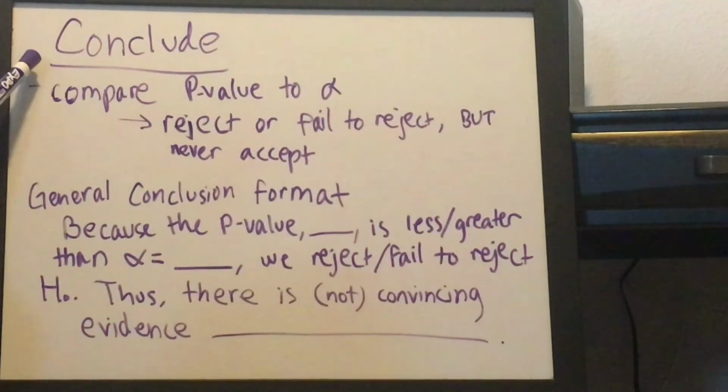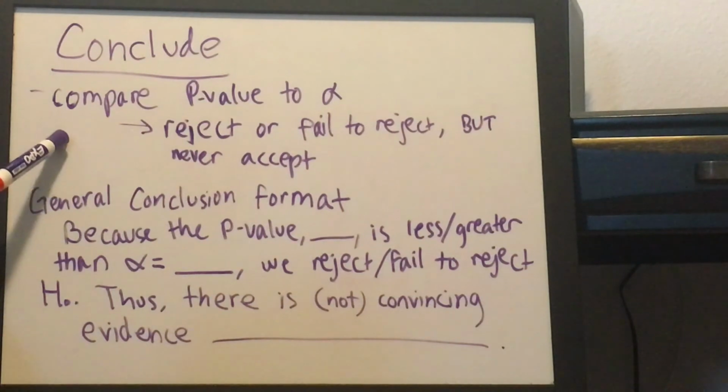After performing the test, we draw conclusions. So we want to compare our p-value to our alpha significance level. If our p-value is greater than our alpha significance level, we fail to reject. But if it's less than, then we reject. A common mistake is accepting, but you should never accept because this is a sample and it's not a definitive answer. There's always a chance of making a mistake. So the general conclusion format is saying because the p-value of blank is less than or greater than our alpha significance level, we reject or fail to reject the null hypothesis. Thus, there is or is not convincing evidence that, and then state your conclusion in context.